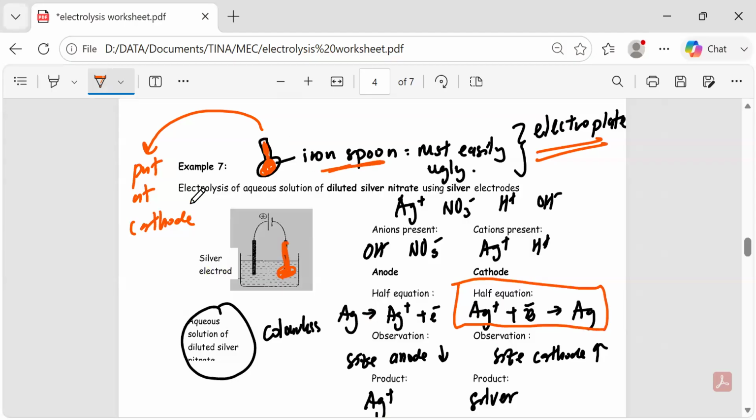Can I use a plastic spoon? Cannot. Why? Plastic cannot conduct electricity. Does iron have anything to do with the reaction? No. Whether I use iron, nickel, whatever, as long as I put it at the cathode, nothing else will happen. Okay?